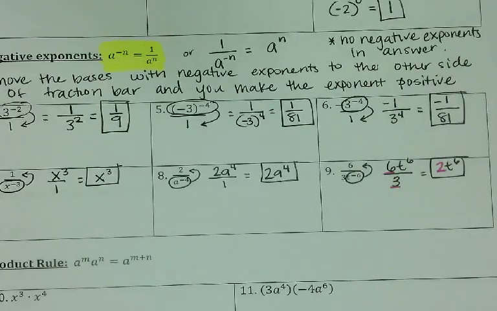All right? Are you comfortable with the negative exponents? Basically, you just flip floors. If it was in the numerator, it comes down to the denominator. If it was in the denominator, it pops up to the numerator.